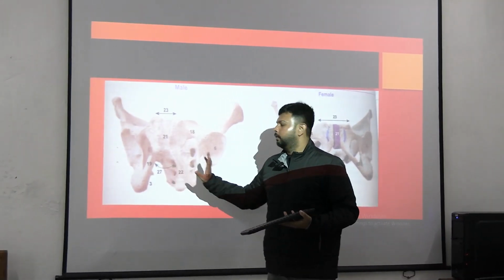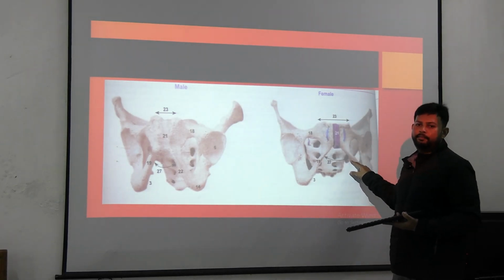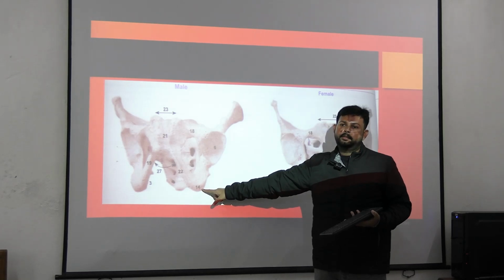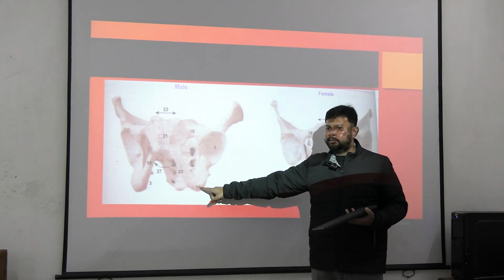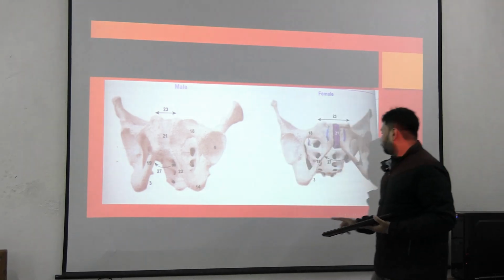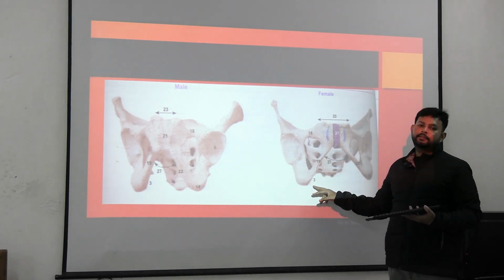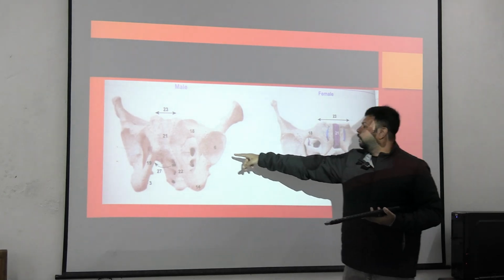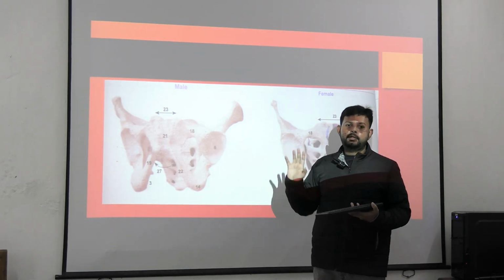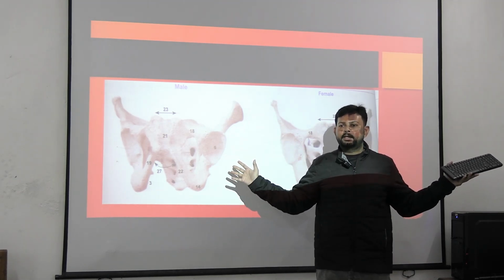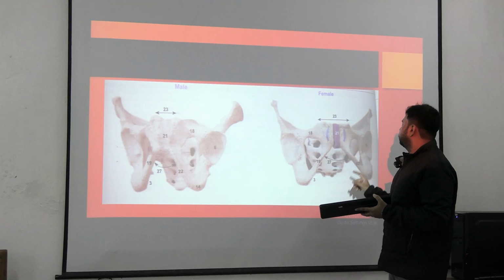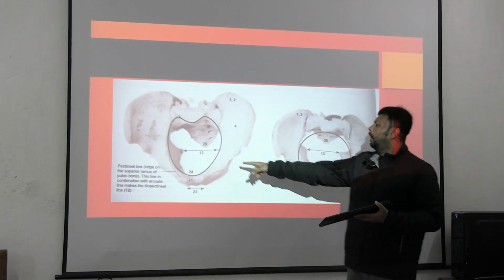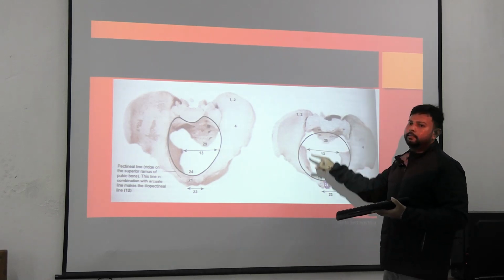Subpubic angle, more in females. Tell me, what is this? Ischial tuberosity, it is more everted in males, thicker, right? In females. What is this? Acetabulum is more lateral, where will it be? In males, or anterior laterally in females. Very good. All right. Heart shaped in males. Females. Very good.